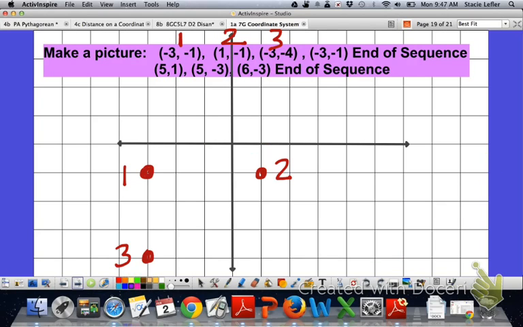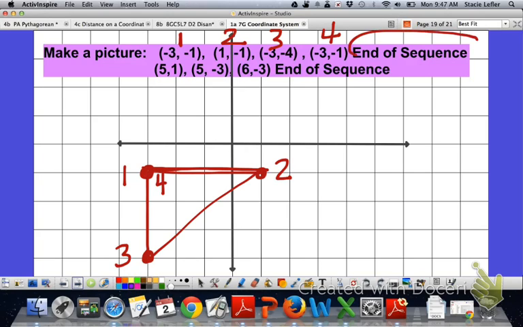When making a picture, I want to point out that you're going to label each one with the number that it is. So I'm just having a point 1, point 2, point 3, and here's my point 4. I graph point 4, and it's back over here on top of that one. And we're going to connect these because we're making a picture. So I'm going to go in order from 1 to 2, 2 to 3, and 3 to 4.